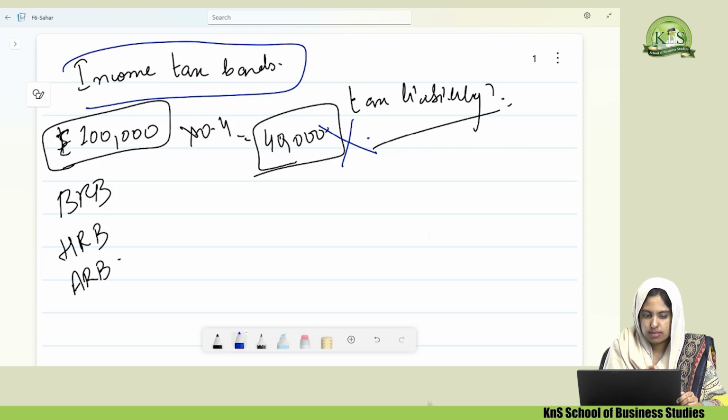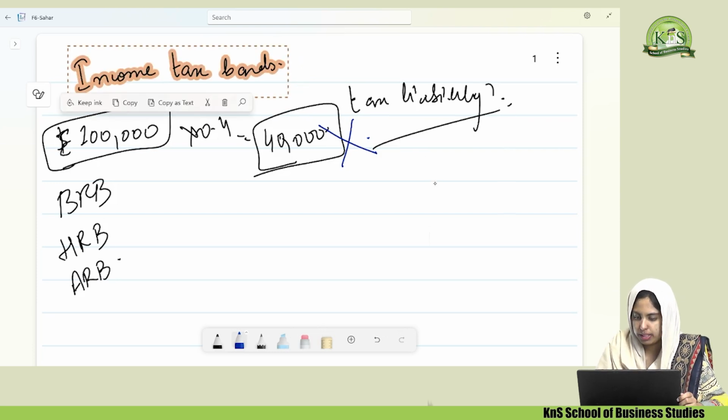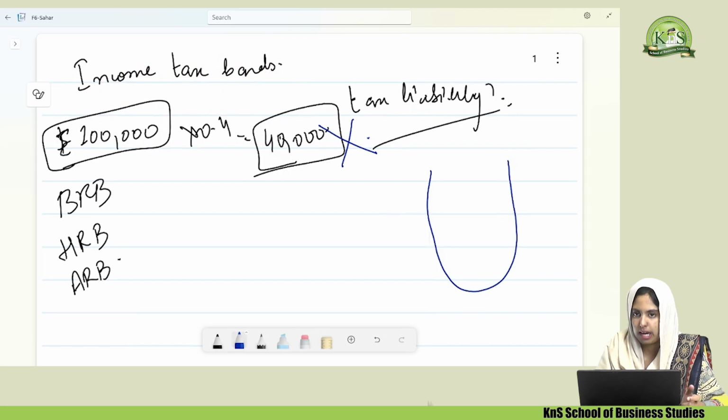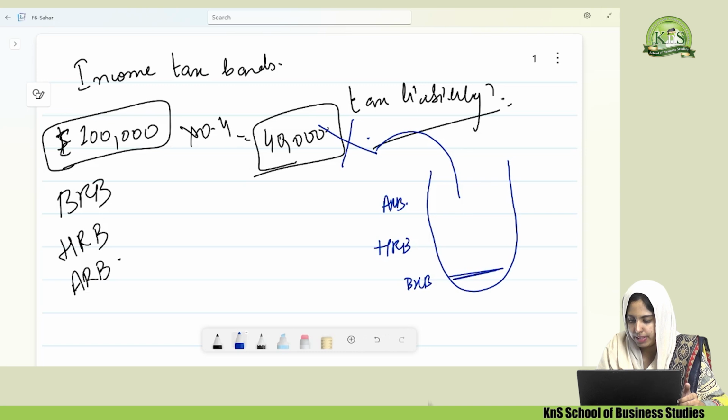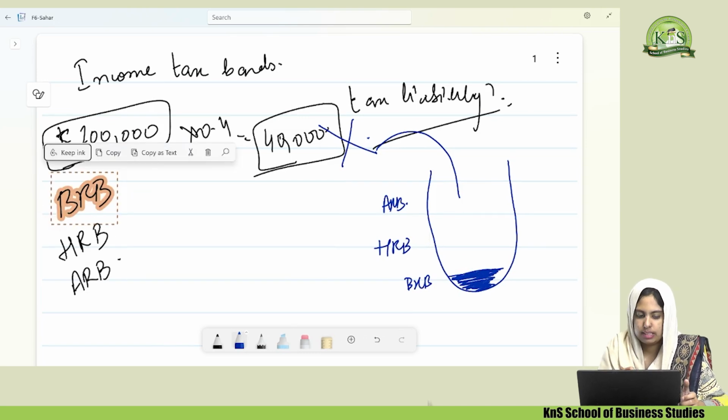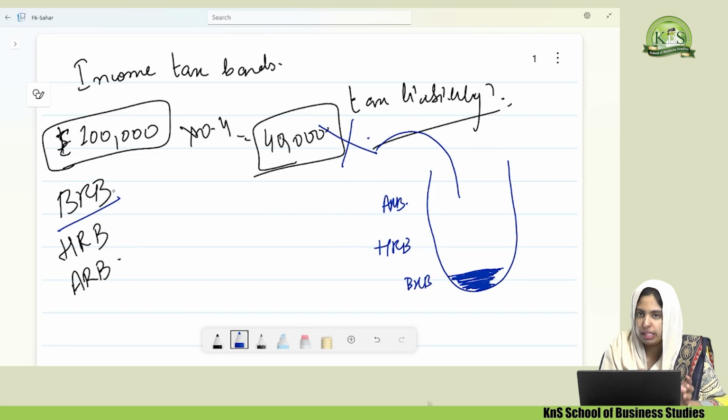Income tax bands do not work like this. They work like a glass, a bucket, or whatever container being filled with water. If I drop water into this glass, where will the water go first? Let's say this is the BRB, this is the HRB, and this is the ARB. Obviously, it will touch the bottom first. It means that the basic rate band needs to be filled first. We have to calculate tax on the BRB first.